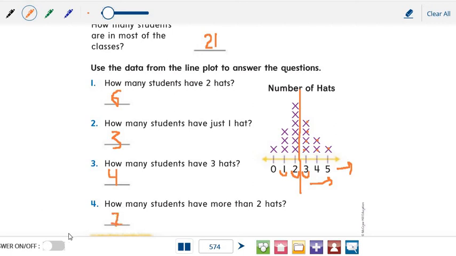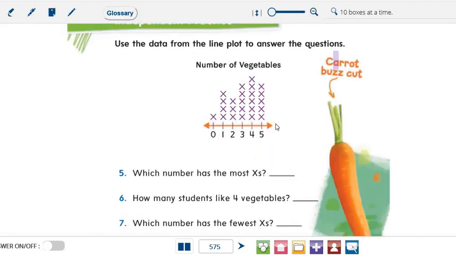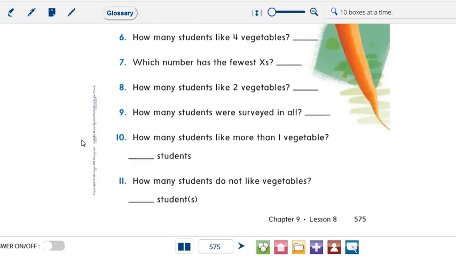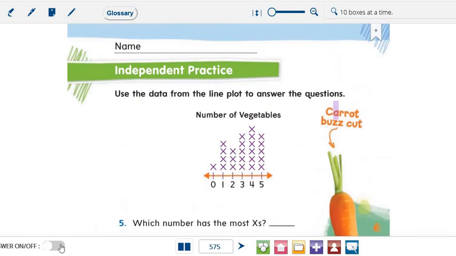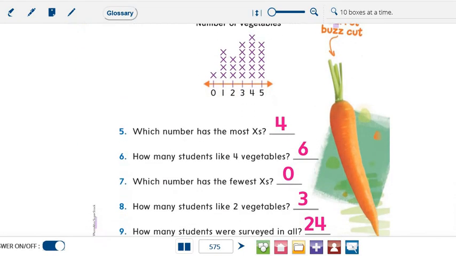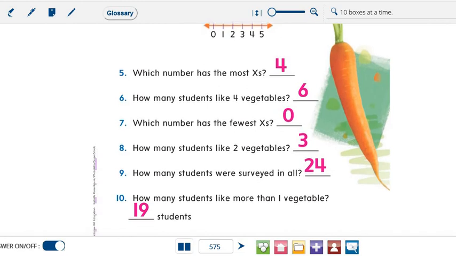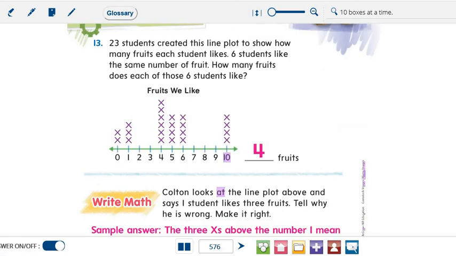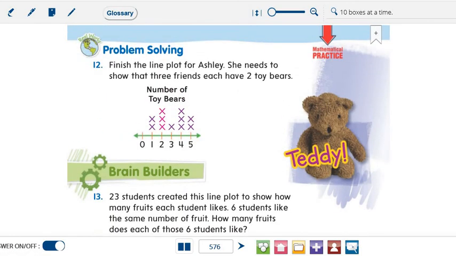So please, grade 2, be sure to write the correct answers in your book, page number 574. Now it's your turn, grade 2. So please try to solve these questions by yourself. And then when you finish, you can check your answers here. This is page number 575, and this is for page number 576.